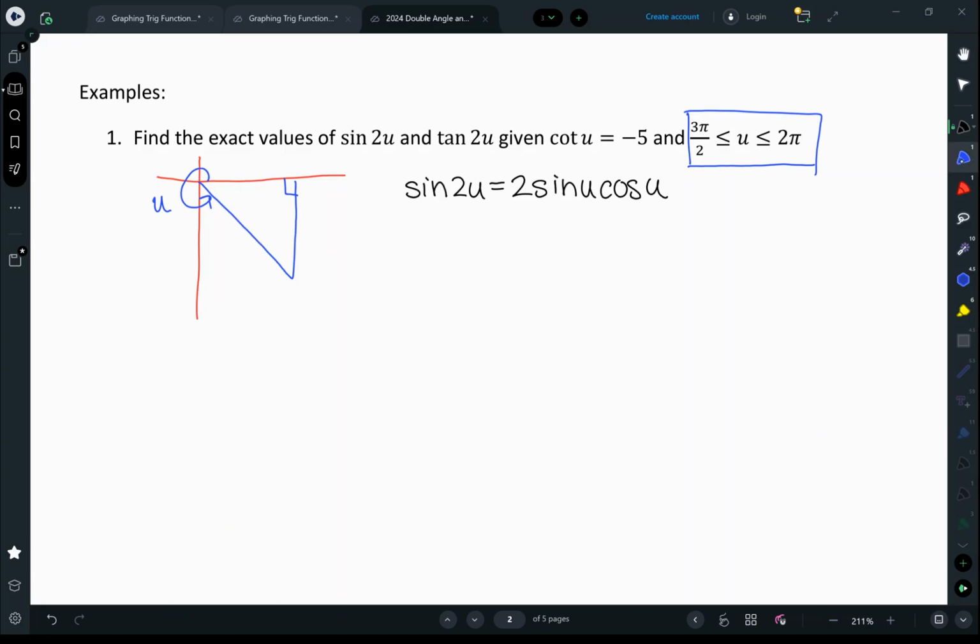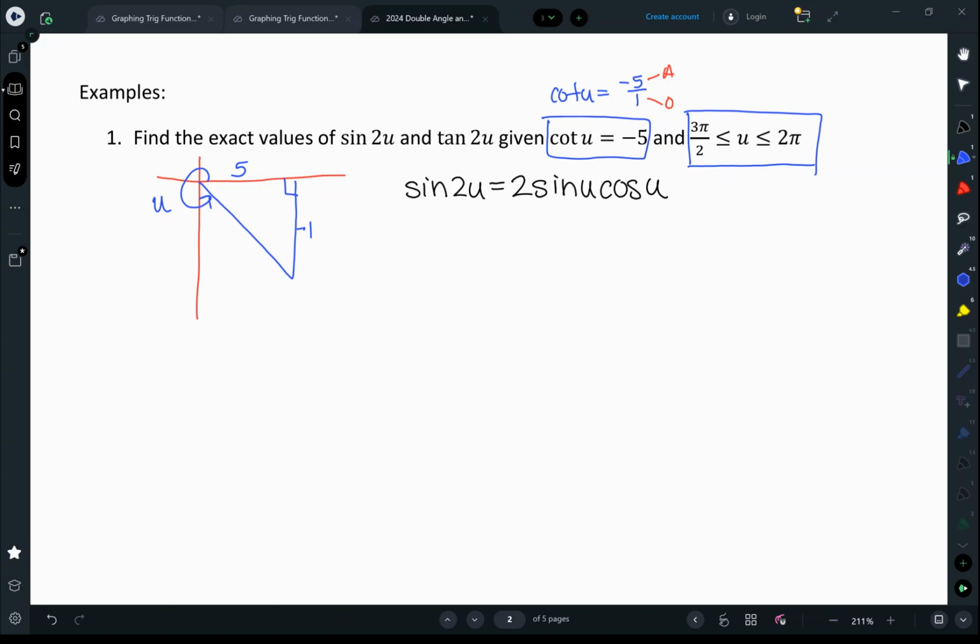So I also know that the cotangent of u is -5. So I can think of this as the cotangent of u is -5 over 1. Since cotangent is the reciprocal of tangent, and tangent from SOHCAHTOA is opposite over adjacent, that means cotangent is going to be adjacent over opposite. So my adjacent side, I'm going to put in a 5, and my opposite side, I'm going to put a 1. Since I'm in quadrant 4, I know that the 1 is going to be my negative, and 5 is going to be my positive.